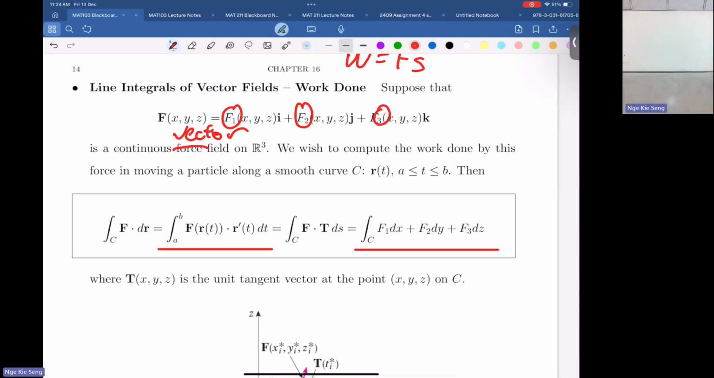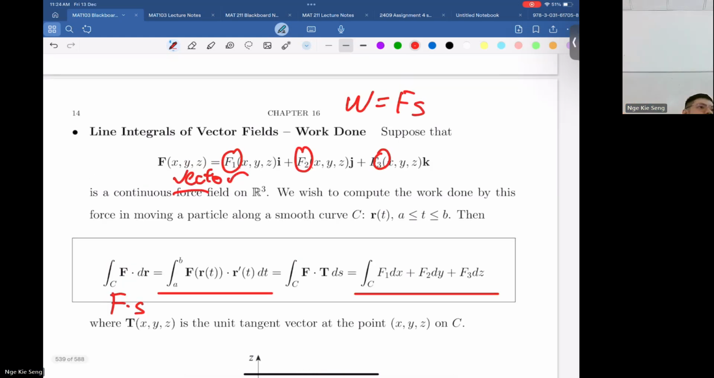So how do you compute work done? You see that this is really force times distance. Why is there an integral there? Why is there an integral there?